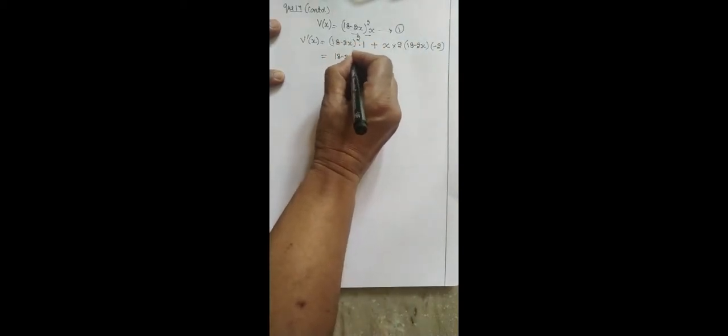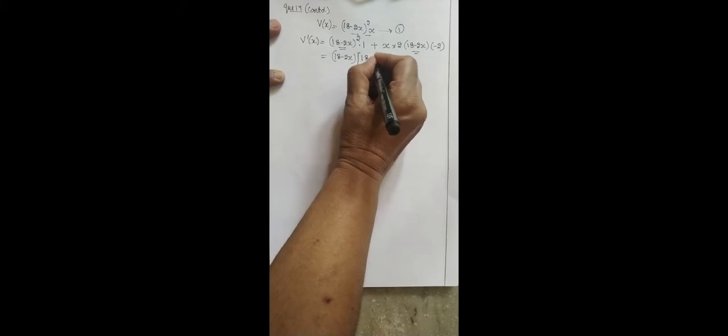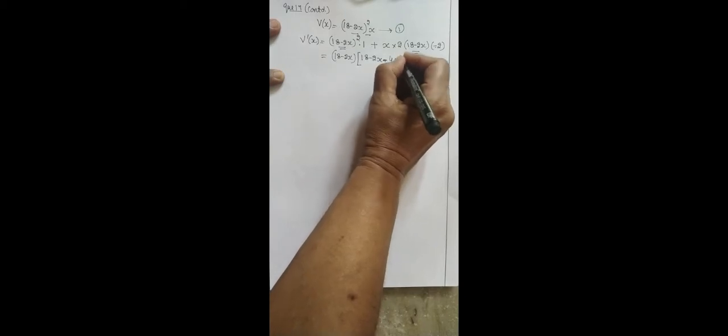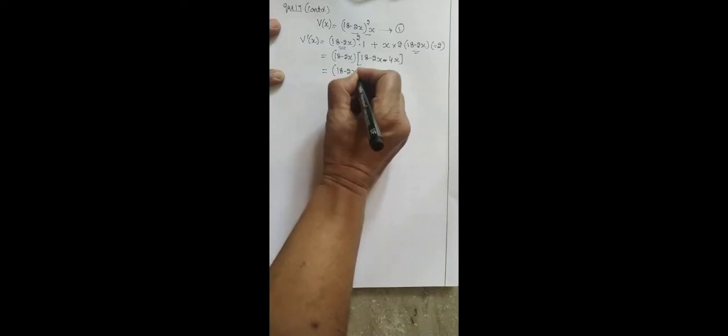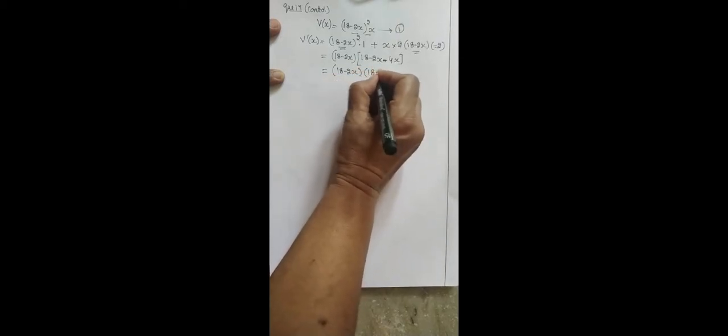So now taking (18 - 2x) as common from here and from here. So what will I be getting? It is (18 - 2x) into (18 - 2x - 4x), which gives me the result (18 - 2x)(18 - 6x).